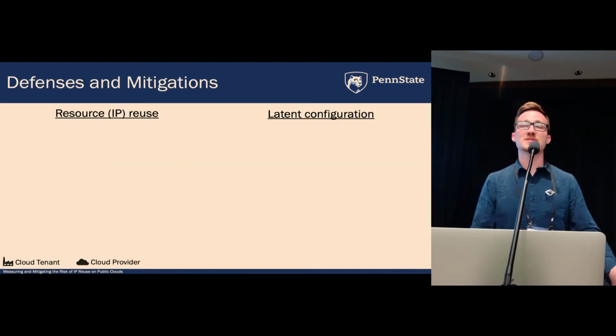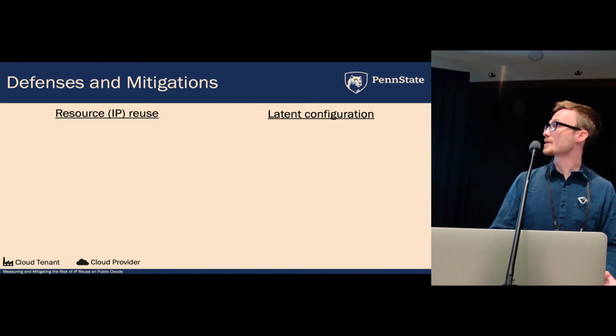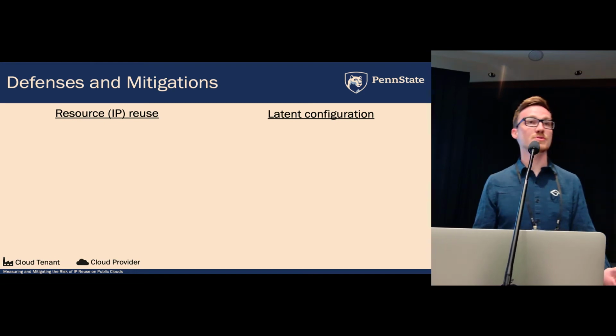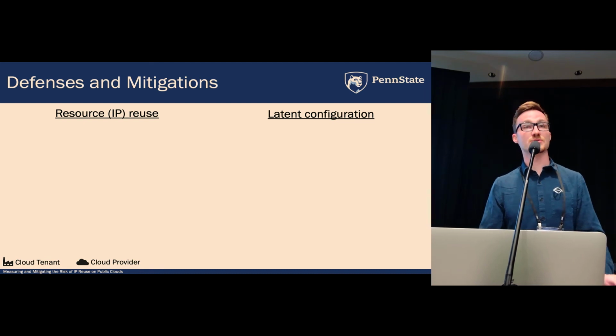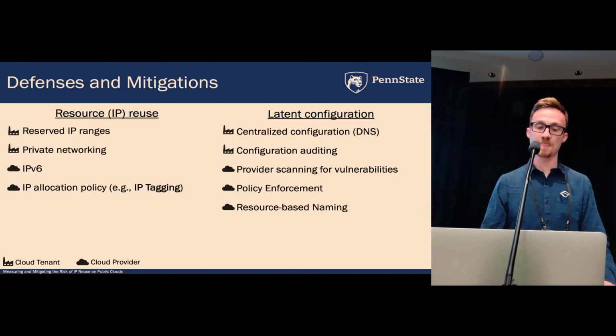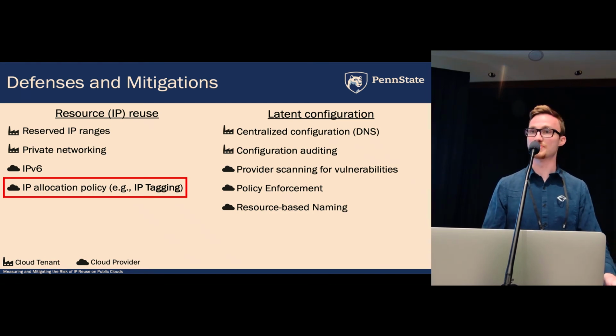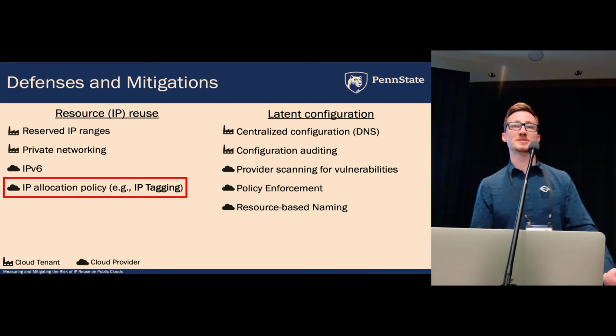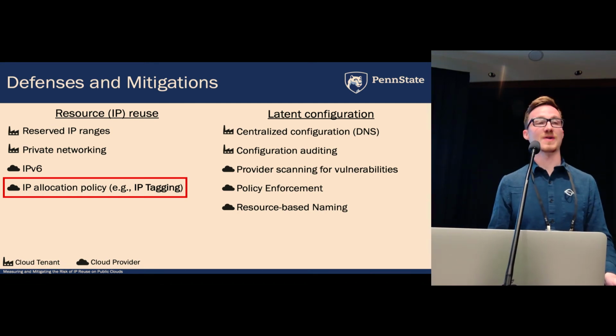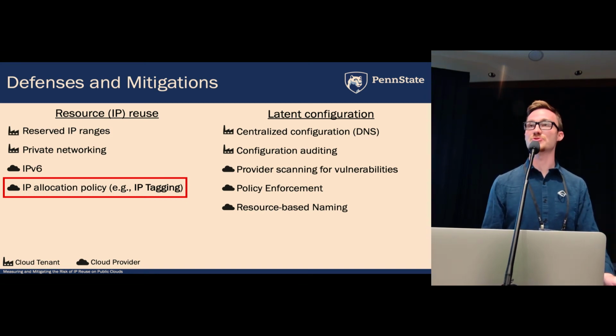This brings us to our defenses and mitigations that can be taken against this issue. Now, as we saw, cloud squatting results from a combination of resource reuse and latent configuration. And so our defenses mirror this taxonomy. In our paper, we discuss and introduce a variety of new defenses that both cloud tenants and providers can take to protect customer data. However, the strategy that I'd like to talk a little more about is IP allocation policy. We hypothesized that by changing the way that IP addresses are allocated on the public cloud, providers could greatly reduce the ability of adversaries to measure the pool.